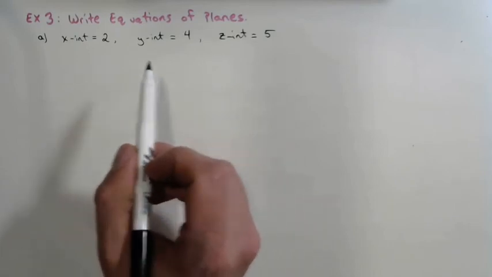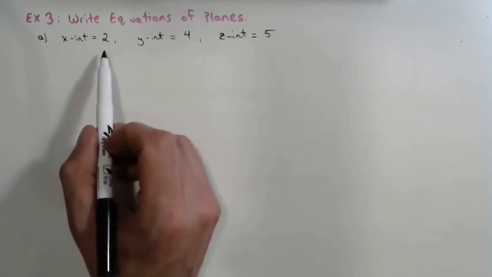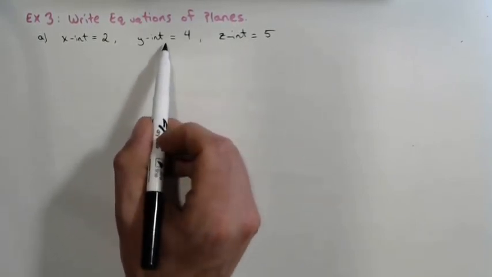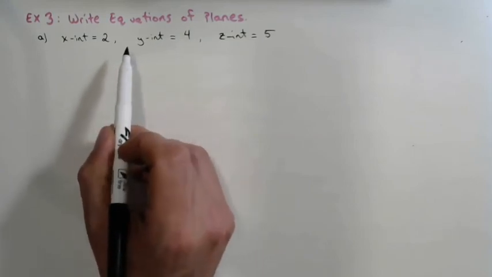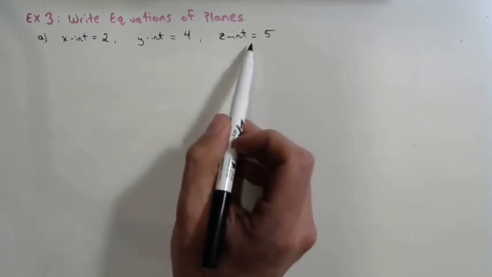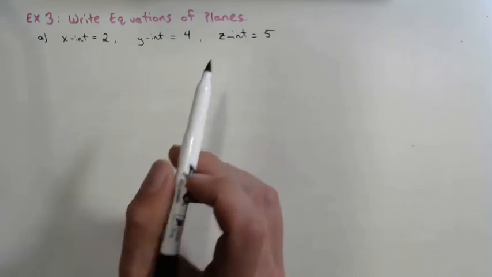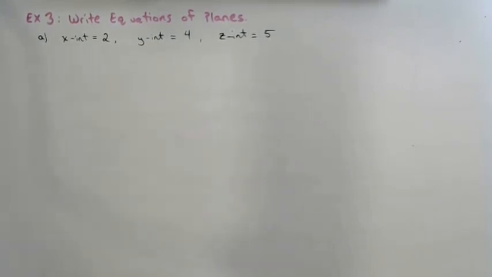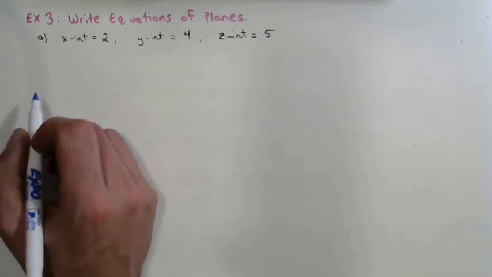The direction vectors can actually be built by starting at one of these points and then getting to the other points. So I can go from my x-intercept to my y-intercept, that will give me a vector. Then I can go from my x-intercept to my z-intercept, and that will give me a vector. And they intersect at the x-intercept. So that'll be my two direction vectors for the plane.